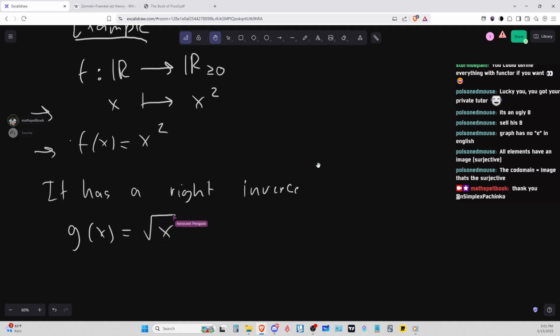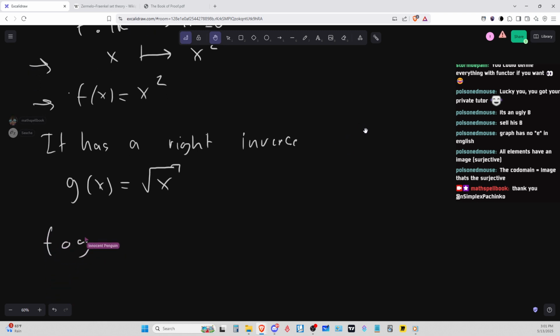Square root. Yeah. And now, if it has a right inverse, it means if I compute f after g like that, I should get the identity. So if I give it x, I should get back that x. Because I guess with computational math, we would think of f as squaring it, but since it's g, which is the square root, it will just square the square root, thus giving us x back. Yeah, exactly. Okay.